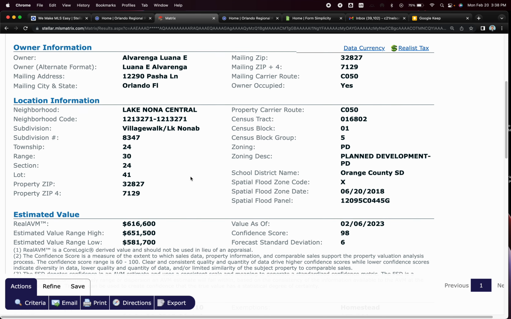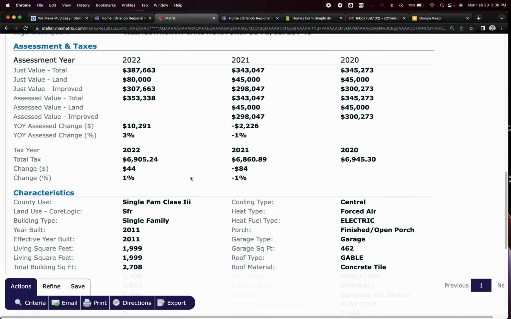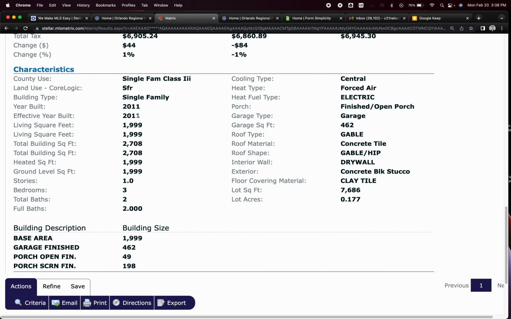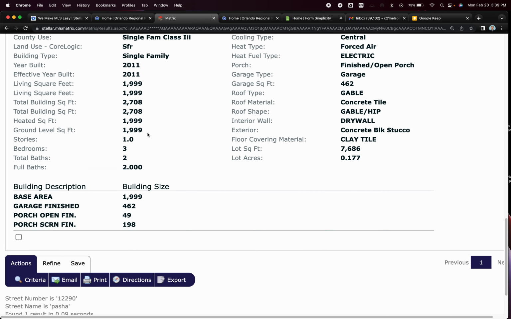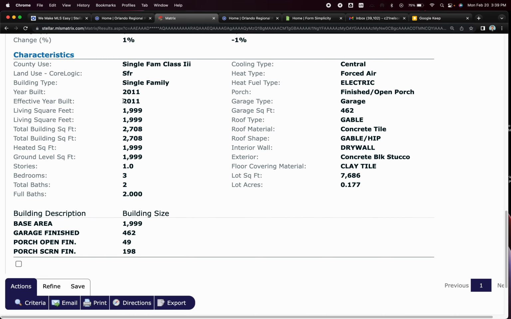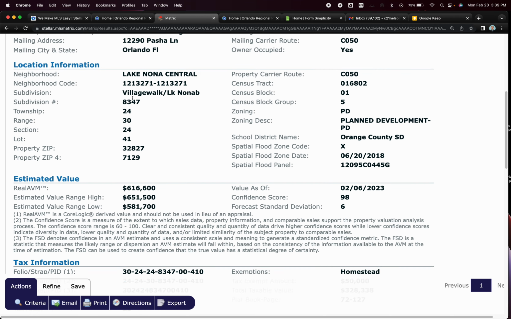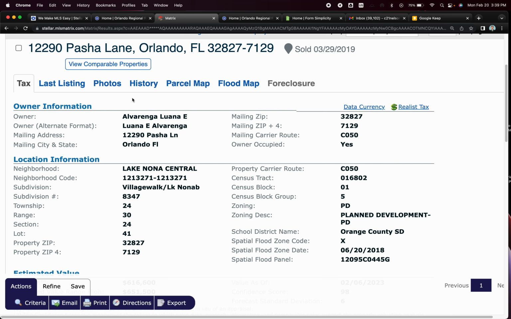The other thing that you will need is some characteristics about the property. It was built in 2011, and it has 1999 square feet. So you're going to need that. So you kind of have to circle these things here. Circle this, the living square footage, circle the year built right here, 2011. You're going to need that. And I think that's it for now.